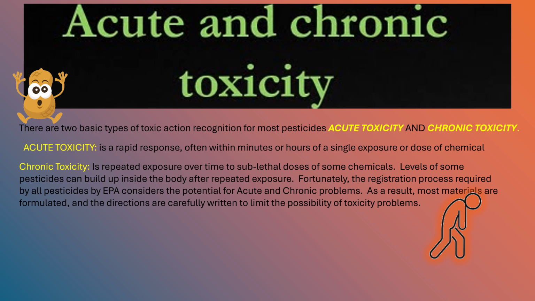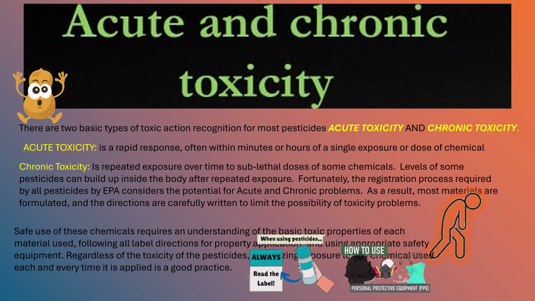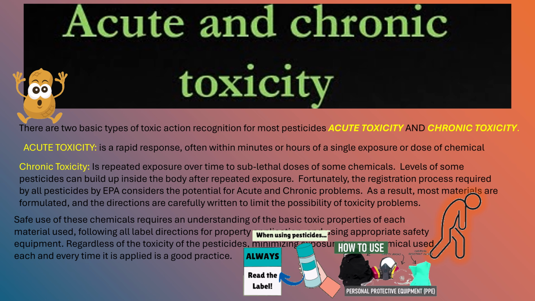Levels of some pesticides can build up inside the body after repeated exposure. Fortunately, the registration process required for all pesticides by EPA considers the potential for acute and chronic problems. As a result, most materials are formulated, and the directions are carefully written, to limit the possibility of toxicity problems. Safe use of these chemicals requires an understanding of the basic toxic properties of each material used, following all label directions for proper application, and using appropriate safety equipment. Regardless of the toxicity of the pesticides, minimizing exposure to any chemical used each and every time it is applied is a good practice.